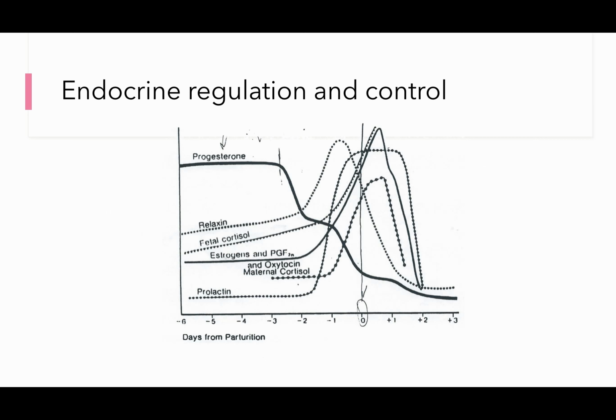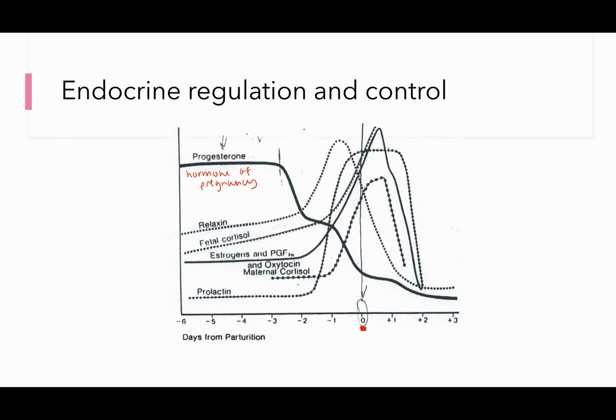Now this chart just shows the different patterns of some of the hormones related to parturition. So time point 0 here in the middle, this is parturition. Prior to parturition, you'll see progesterone, which is the hormone of pregnancy, will decline. So you see it declining rather sharply in this chart.